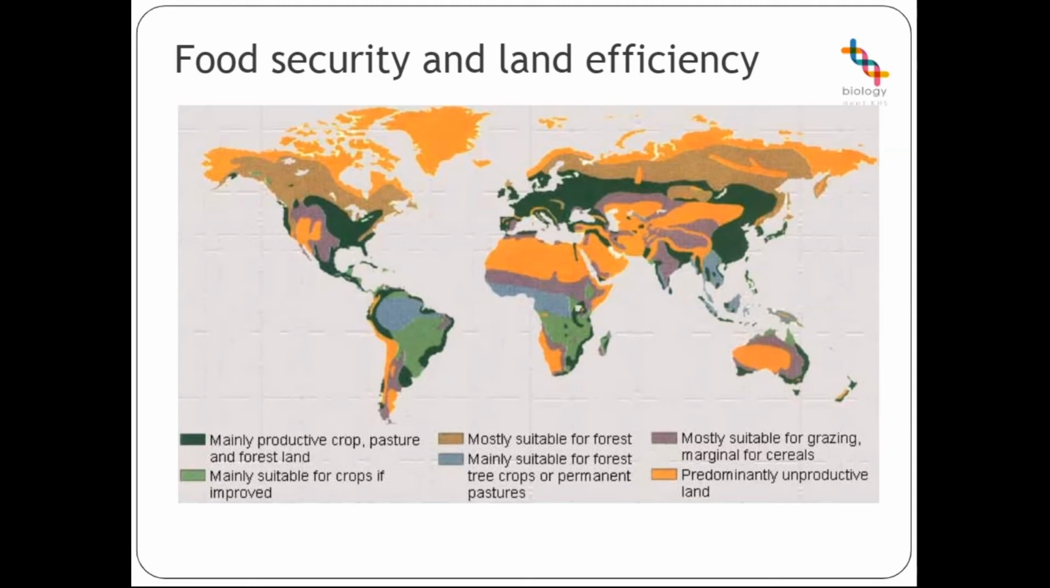As a result, this means that we must make sure our food production is as efficient as it possibly can be. So with these smaller areas of land which are suitable for growing crops, we need to try and get as much crop out of them as we possibly can in an efficient and sustainable way.